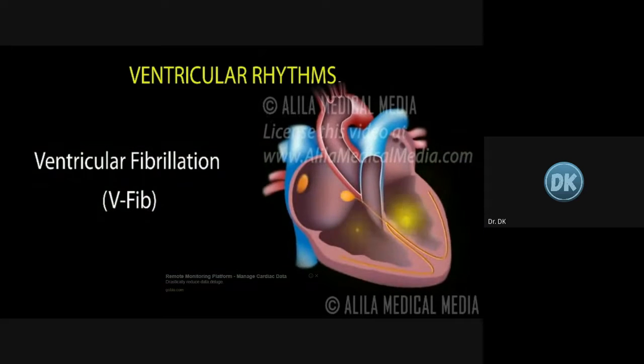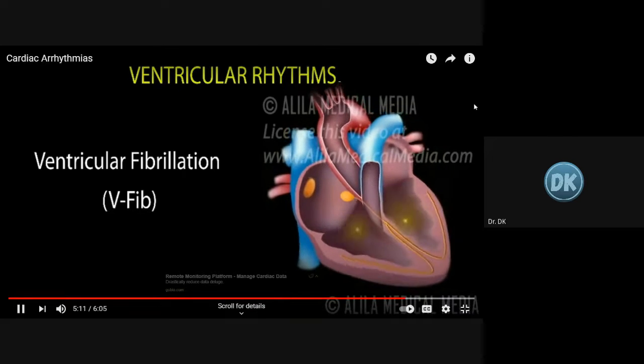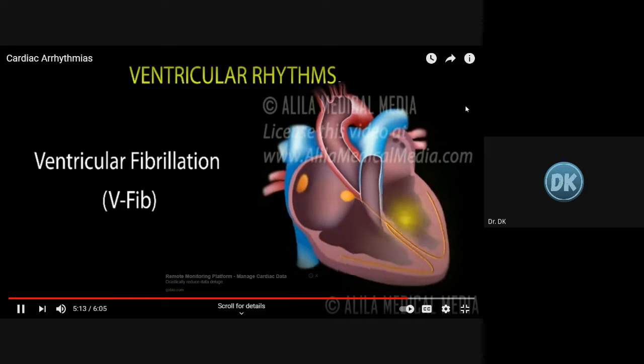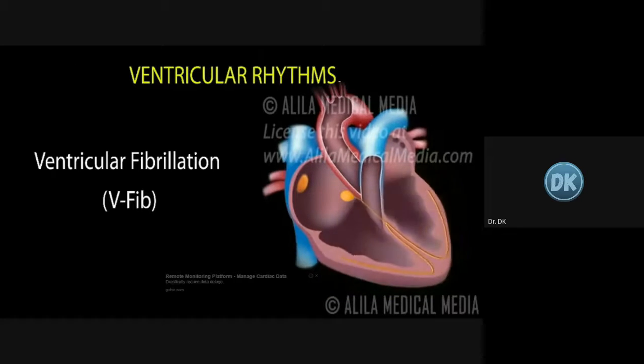Ventricular fibrillation, or VFib, is caused by multiple weak ectopic sites in the ventricles. These unsynchronized, chaotic electrical signals cause the ventricles to quiver or fibrillate rather than contract. The heart pumps little or no blood. VFib can quickly lead to cardiac arrest.